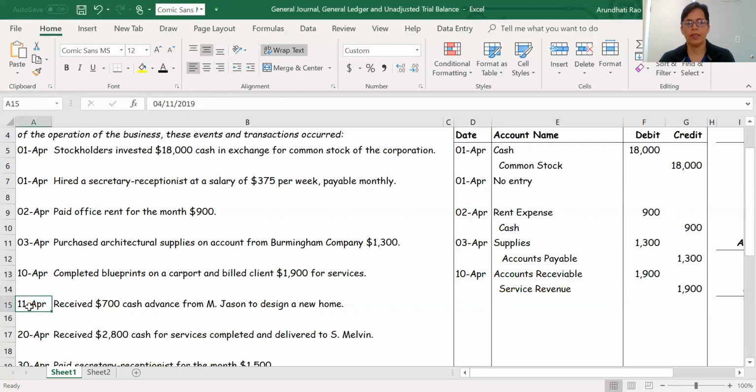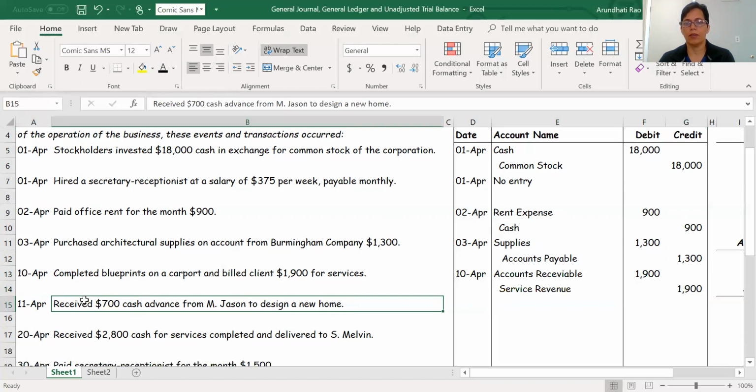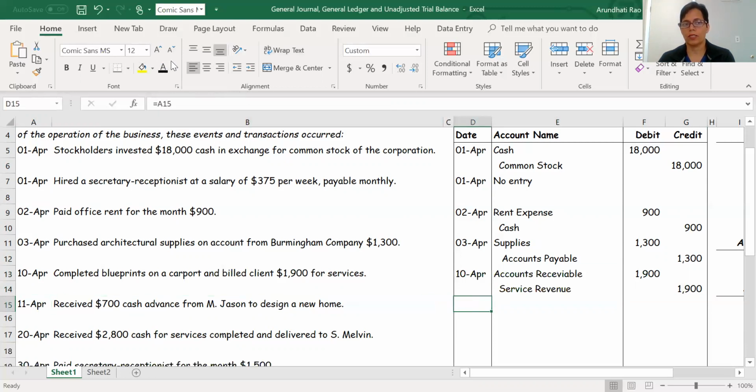On the 11th, I received $700 cash in advance from Jason to design a new house. So on this date, I have not done the work, so I cannot credit service revenue. But I did get the cash, so I'm going to debit cash. Well, do I need to credit something? Do I need to do anything over here? Absolutely, yes. What happens if I don't do the work? I'll need to return that $700. It's a liability in my books.